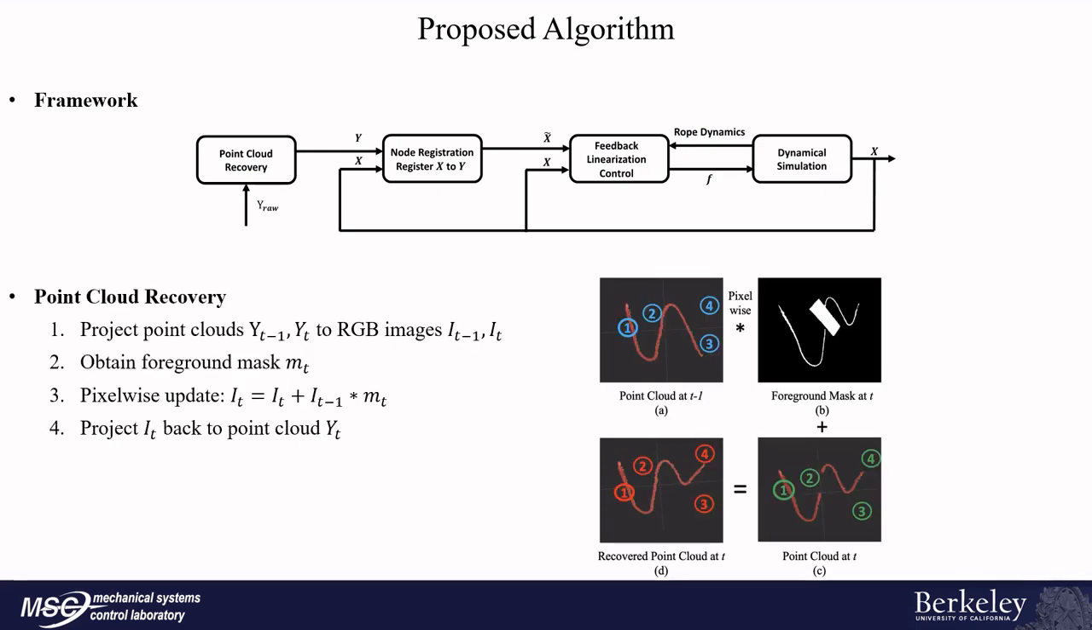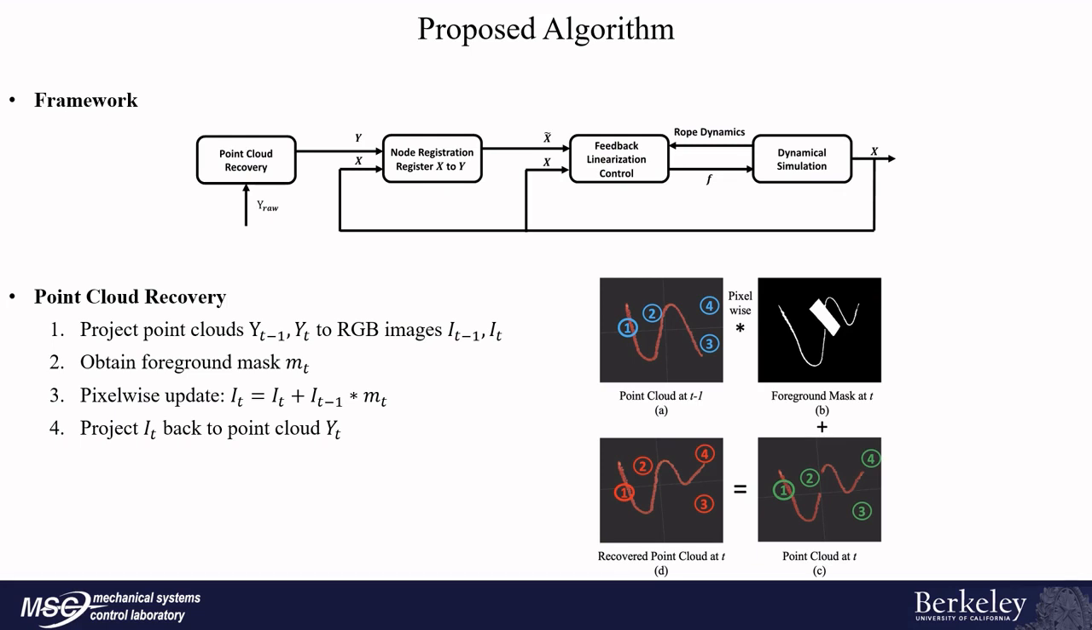For point cloud recovery, the goal is to complete the point cloud of the current time frame. The general idea is to use the information of the previous images. So we first project the current and previous point clouds back to the image plane, denoted as I_T and I_{T-1}. Second, we apply the gradient kernel of the images to find the foreground mask.